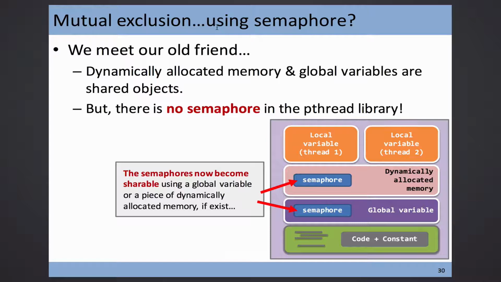Remember to do this, okay? Let's say you put your semaphore inside a local variable. It doesn't make any sense, right? It is not automatically shared with another thread. Of course, you can do some tricks so that it's shared. All right, so let's see a program.